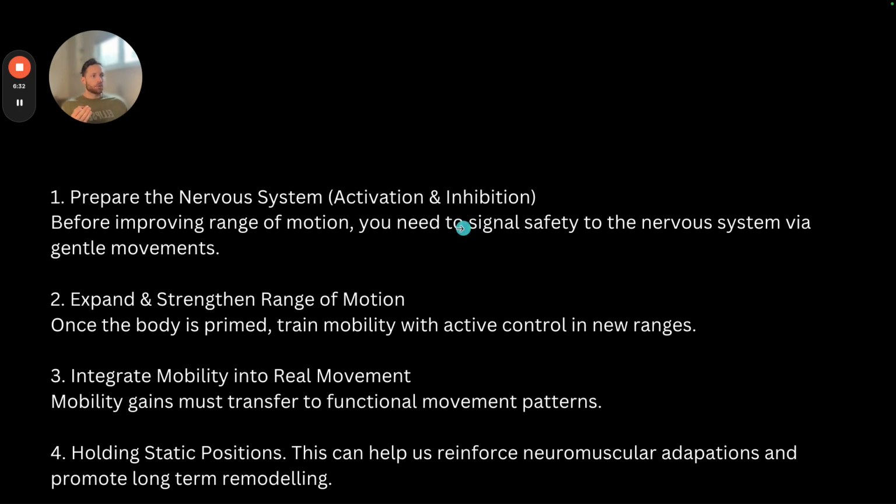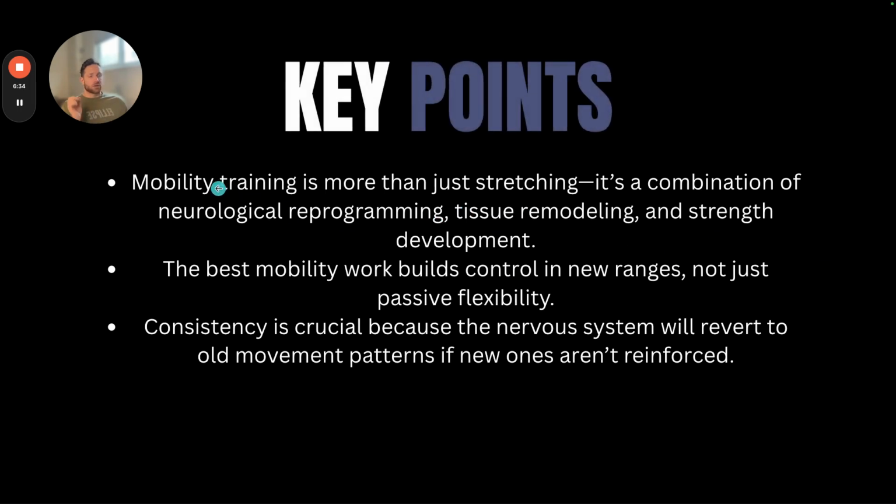So the key points are: mobility training is more than just stretching. It's a combination of neurological reprogramming, tissue remodeling, and strength development. The best mobility work builds control in new ranges, not just passive flexibility. Consistency is crucial because the nervous system will revert back to old movement patterns if new ones aren't reinforced.